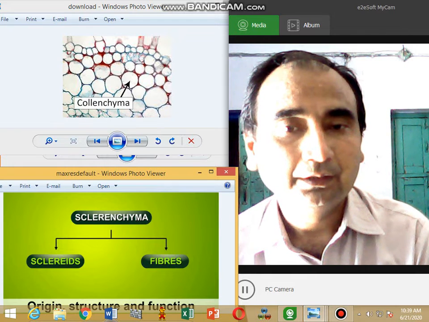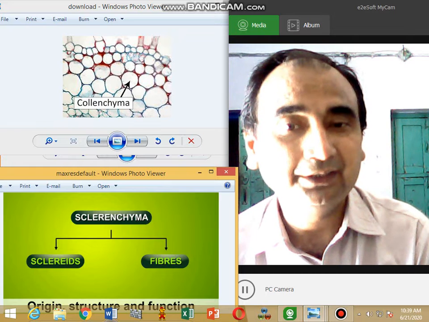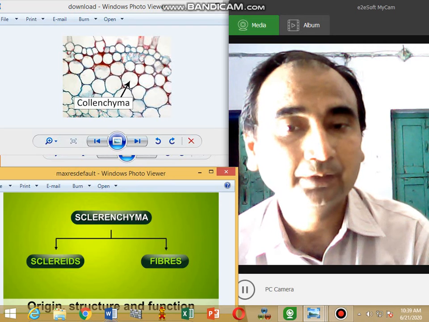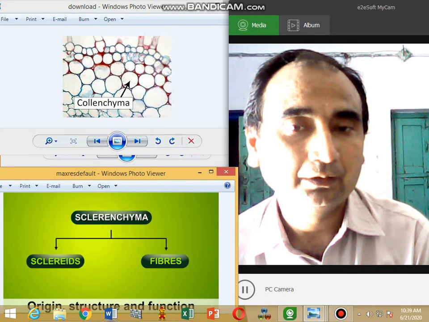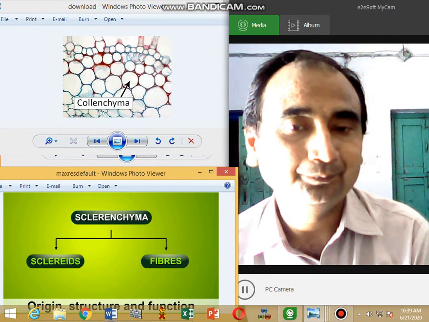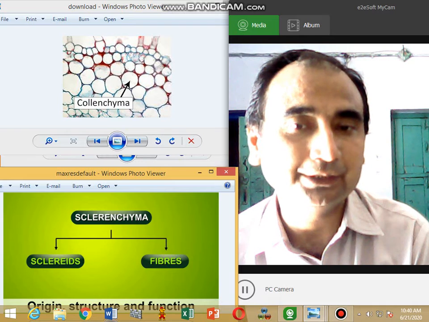Scleroids are shorter than fibers. They are present in nut shells and in seed coats. Their function is protection. The other is vessels. Vessels are conducting pipes. They join end to end and form long conducting pipes as in the xylem cells. There are some features in the plants that give support to the plant.